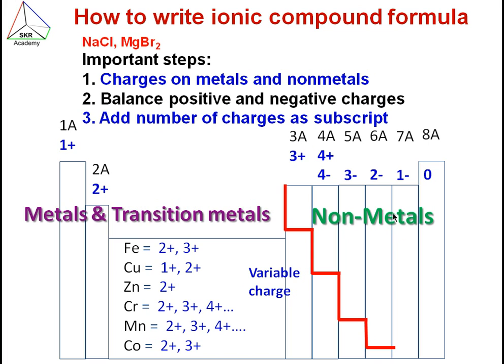As we have seen in the previous video, non-metals are placed on the right hand side, and metals and transition metals are placed on the left hand side. Transition metals are those metals which have variable charges. For example, iron has 2 plus and 3 plus, and copper has 1 plus and 2 plus, so they exist in variable charges. So let's see how we will write the ionic formula.